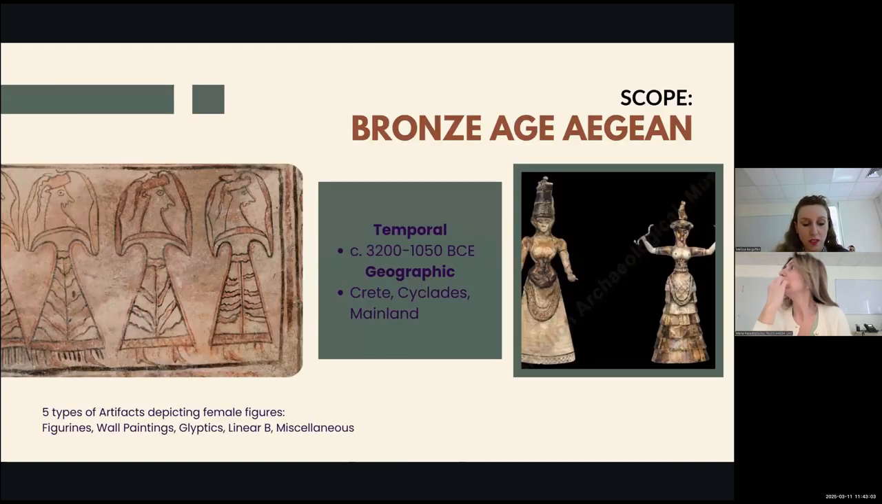So moving on to my specific scope, I mentioned this will be different from my previous work, as I'll now be focusing on prehistoric, namely Bronze Age female representations. So my scope then will center around 3200 to 1050 BCE and include the geographical regions of Crete, the Cyclades, and mainland Greece. With these limitations, there are 5 main categories of artifacts on which female figures are represented. There are figurines, wall paintings, glyptics, Linear B, and miscellaneous artifacts.